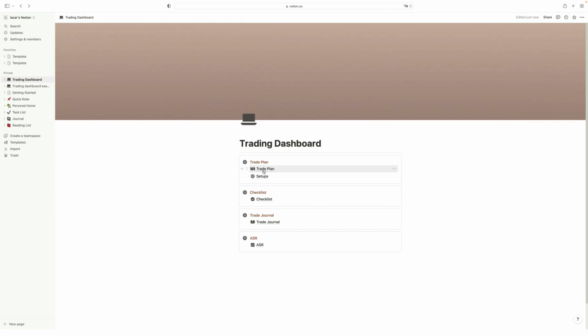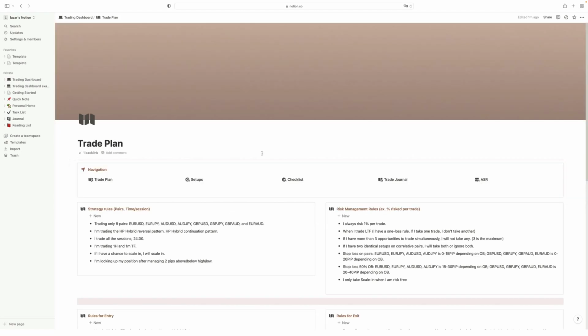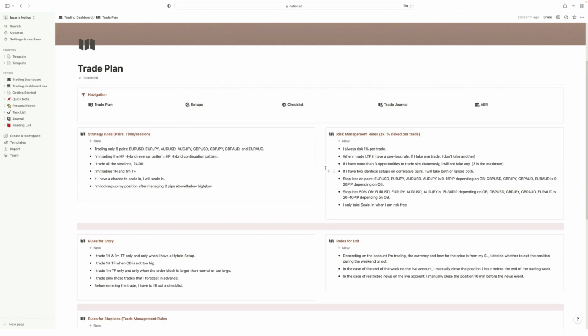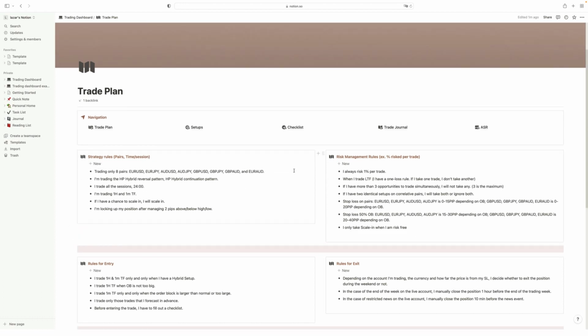So first off, we're going to start with the trade plan. So guys, basically this is where you're going to make your trade plan. Of course, when you download the Notion template, everything here is gonna be blank. It's gonna be empty. Okay. I have just filled it up with some examples of what you should add and how your trade plan is gonna look. Of course, based on your strategy and what you're trading, you need to make your own trade plan. But I'm giving you an example of how this is gonna look.